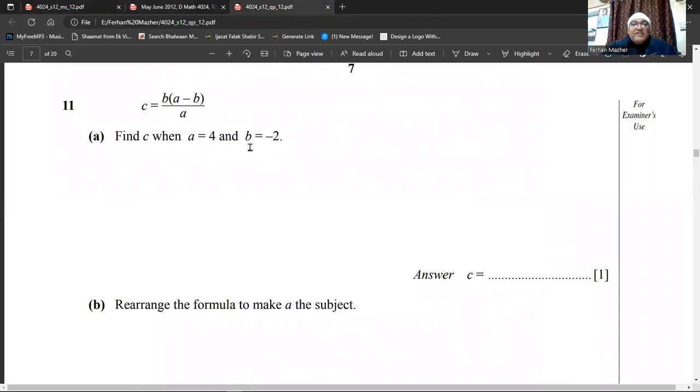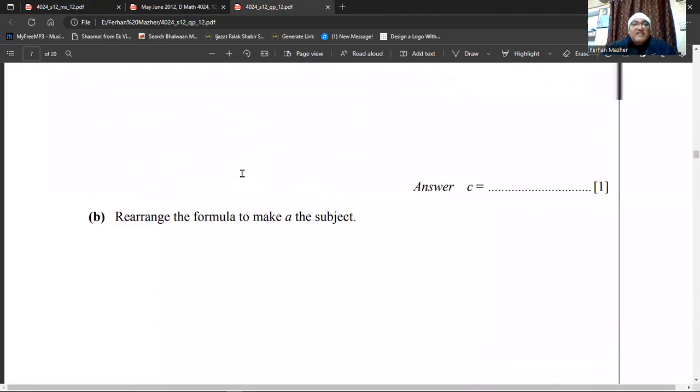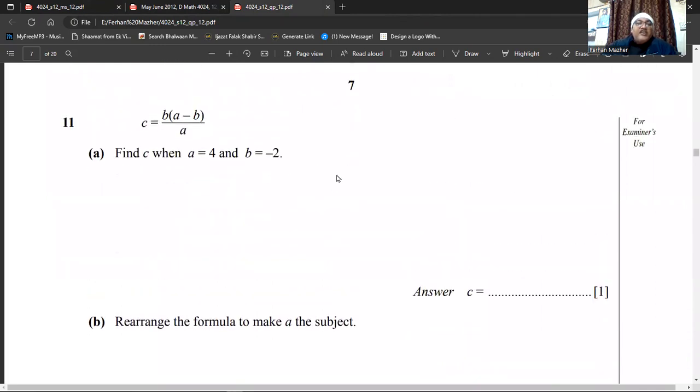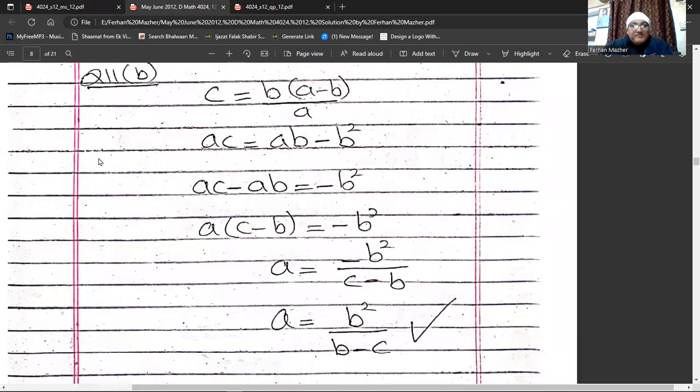Question number 11, and it's B part, and it's how much marks? 2 marks. And they say rearrange the formula to make A the subject. Okay, so we want A to be the subject of this formula, which means I will make A alone on one side. But the problem here is that A is in 2 places. So let me show you how this is done.